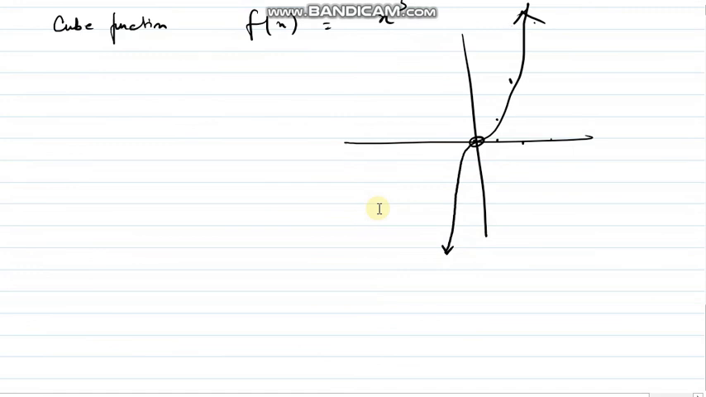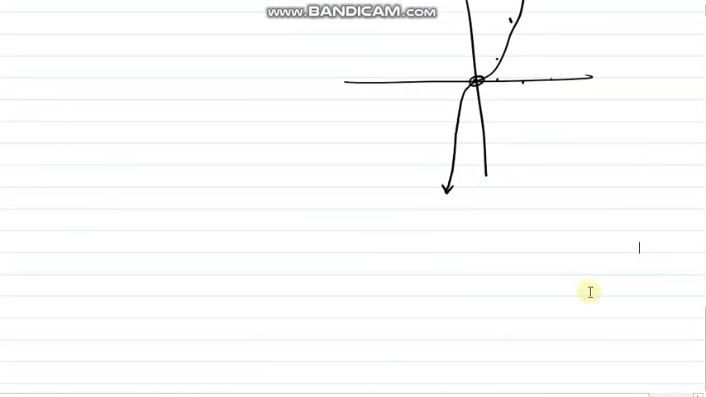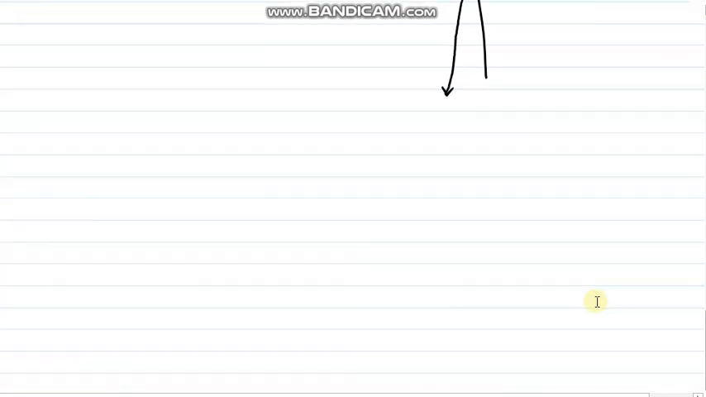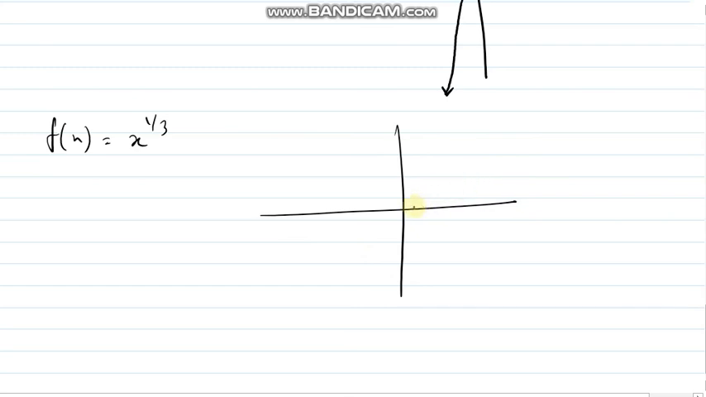Now if I go for the cube root function, that is f(x) equals x to the power 1 divided by 3. Let's try to draw the graph of f(x) equals x to the power 1 by 3. It will go on like this, and over there it will come and it will be like this. Just plot the points and check. This will be the graph of the cube root function.